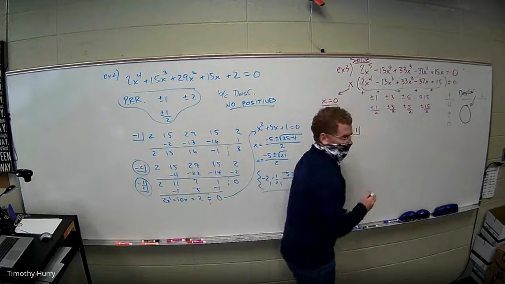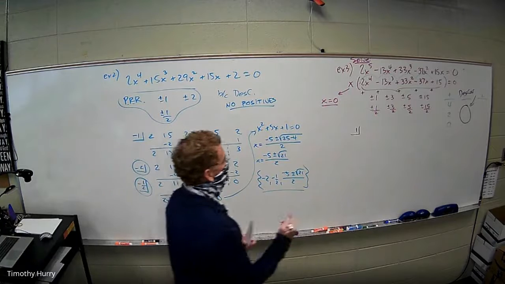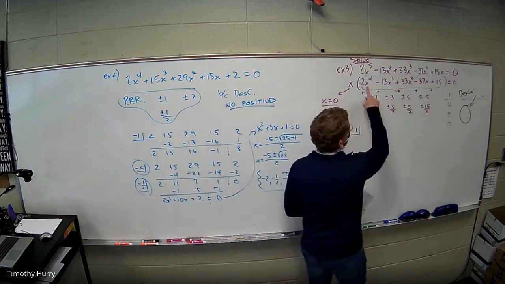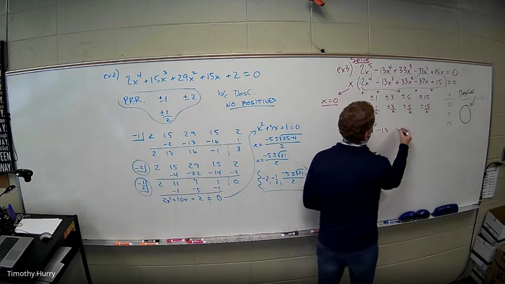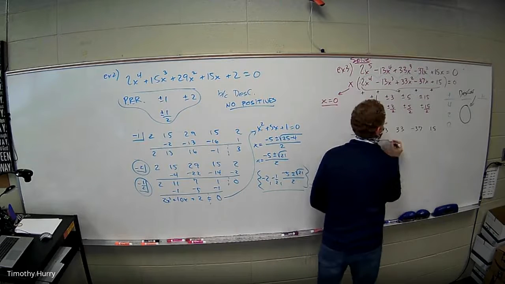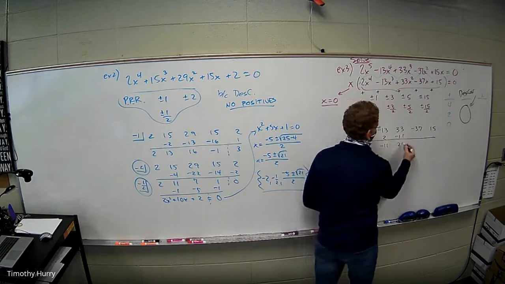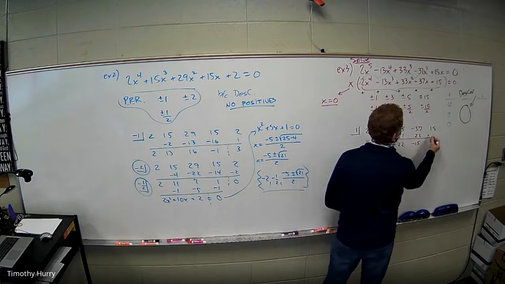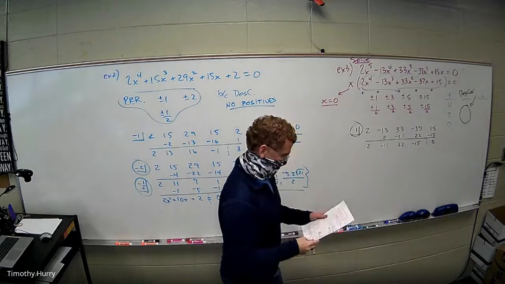What do you want to check first? One. I'm not going to keep checking all of these. Hold on. Yeah, 1 will work. So 1, I'm going into, after the x was factored out, so 2, negative 13, 33, negative 37, 15. So 2, 2, negative 11, negative 11, 22, 22, negative 15, 0. Sweet.